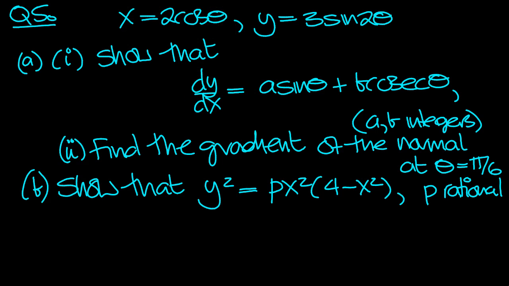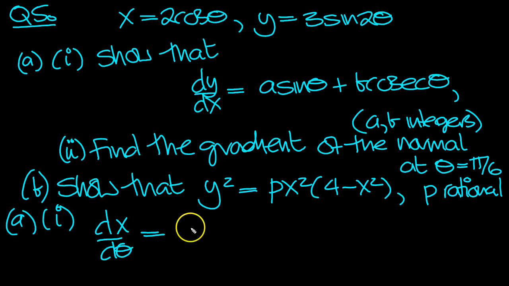So here's the question then, let's have a look at it. We've got to get dy dx first, so part 1. So dx d theta first then, let's get that. So dx d theta, cos goes to minus sine, minus 2 lots of sine theta. Dy d theta as well then.